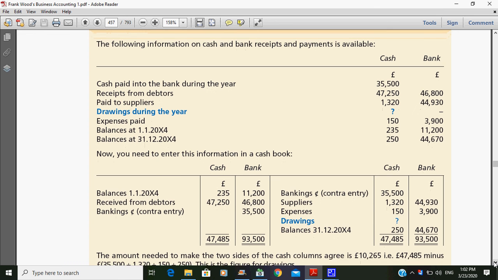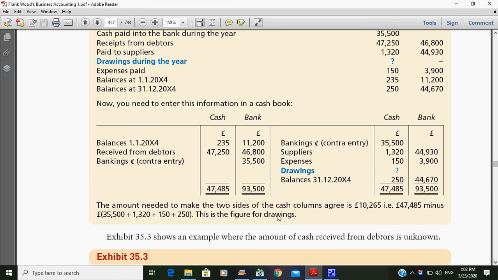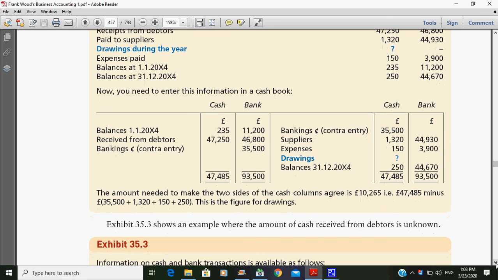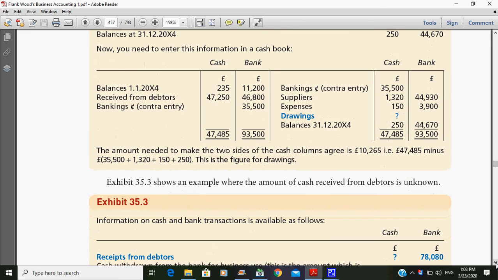The amount needed to make the two sides of the cash columns agree is 10,265. That is 47,885 minus 35,500, 1,320, 150, and 250. This is the figure for drawings. That's how you calculate the missing figure for drawings in that situation. Let's go to another one.